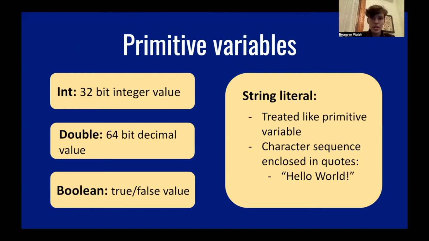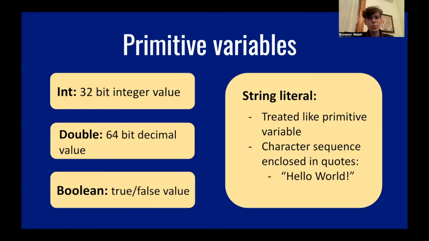An int variable is a 32-bit integer value. A double variable is a 64-bit decimal value. And a boolean variable is technically just 1 bit, true or false, i.e. 0 or 1. String literals are technically not primitive variables, but they're treated as such in Java.